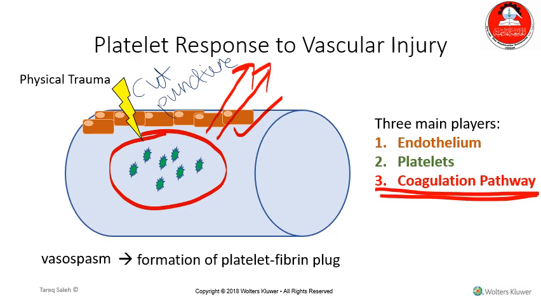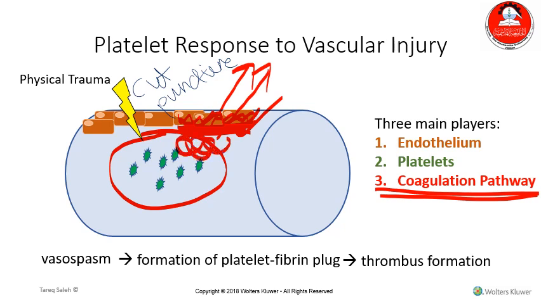This is followed by the formation of a platelet fibrin plug. So, for example, if the damage is in this portion of the blood vessel, you will notice that after the vessel constricts or undergoes vasospasm, this puncture in the blood vessel wall will be occluded by a platelet fibrin plug. At the same time, a thrombus is formed.